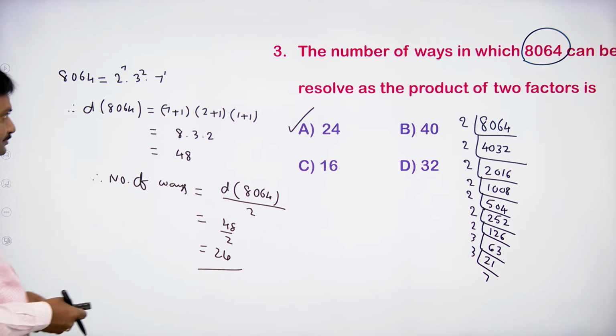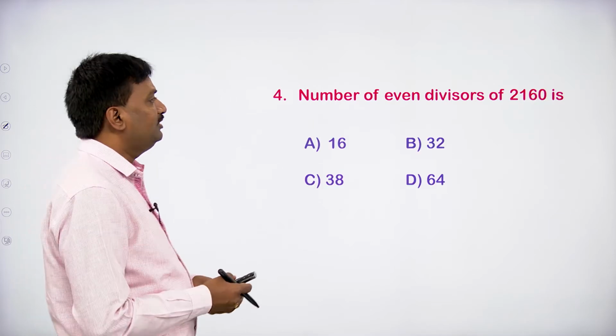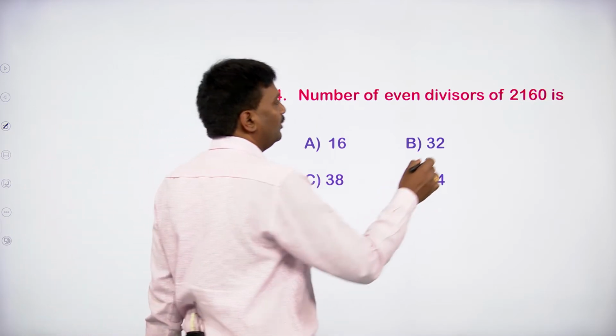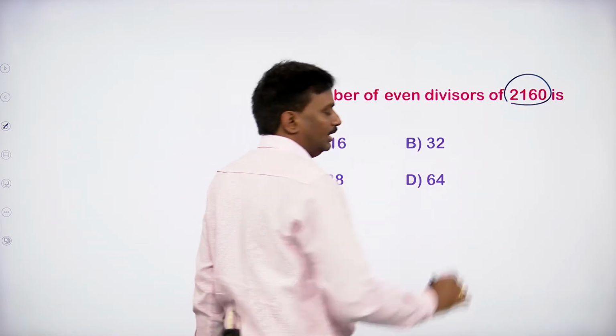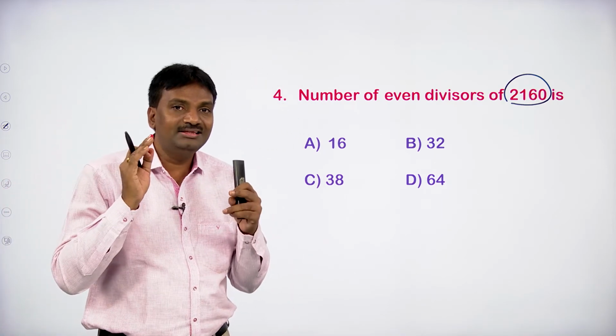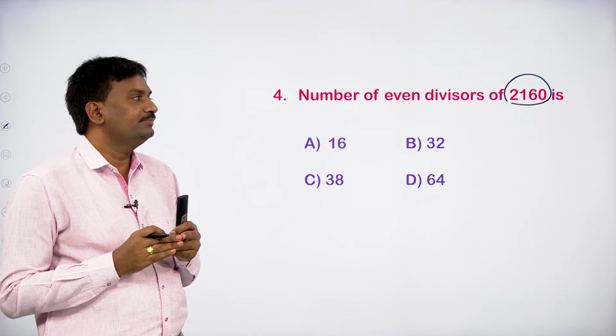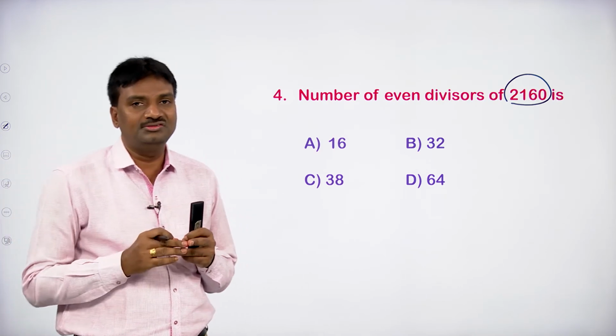So next problem. Here, the number of even divisors of 2160. Just we have to find the even divisors only, so the even numbers which are the factors of 2160.